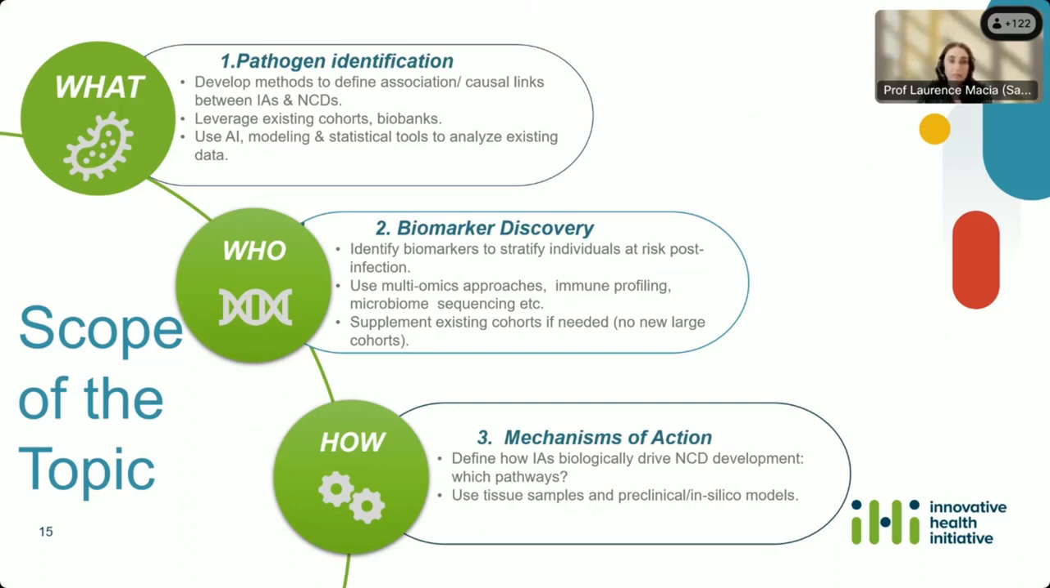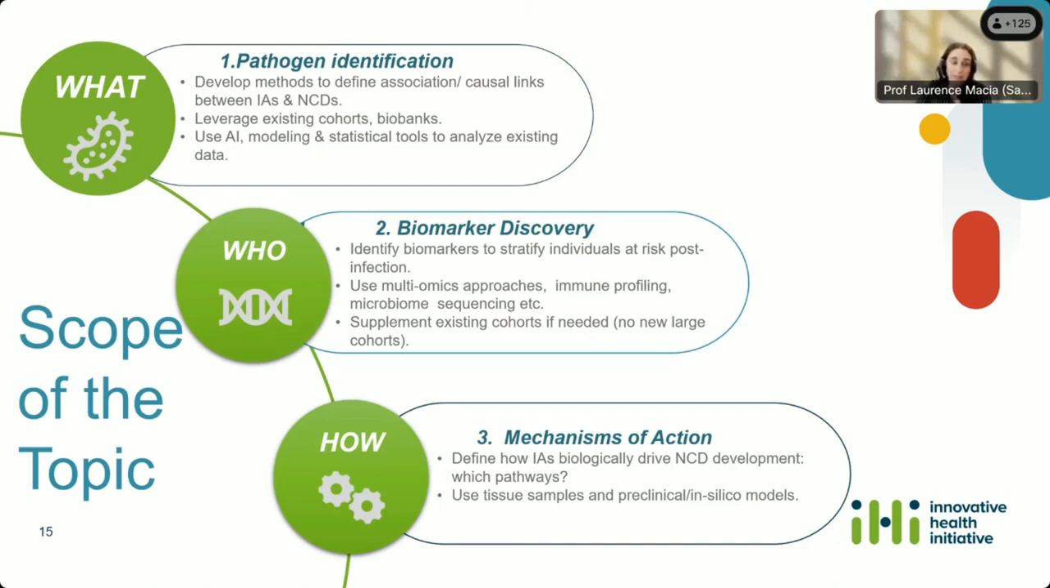The second one is the biomarker discovery. So who is going to develop the disease post-infection? It's really to stratify the population. And again, for biomarker discovery, it will be a multi-omic approach, immune profiling, and exposome analysis, such as the gut microbiome, which we know can play multiple roles in disease development. And again, this is to supplement existing cohorts and not create new cohorts.